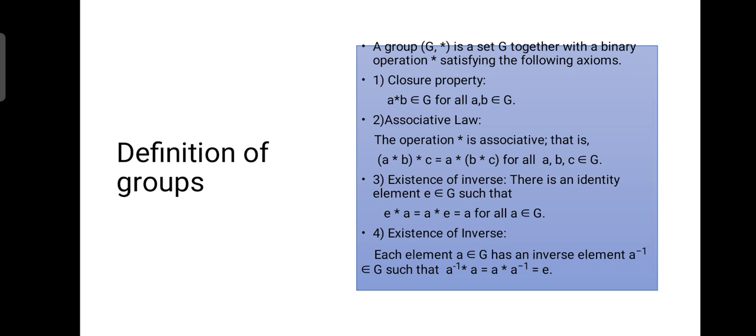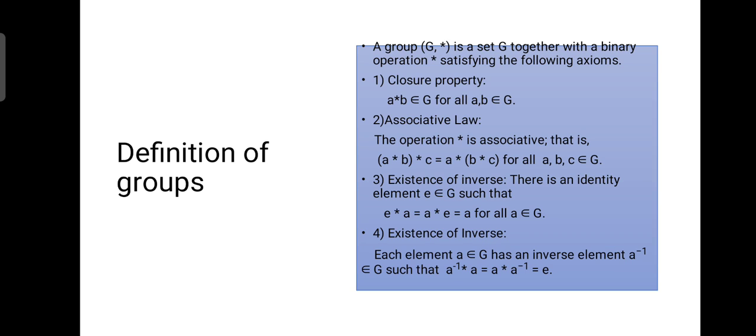Next is a definition of groups. A group (G, star) is a set G together with a binary operation star satisfying the following properties. First property is closure property. What is closure property? If we combine two elements A and B with the binary operation star, then the resultant element should be in the set itself. And if it is in the set, then we say it is closed under the binary operation star.